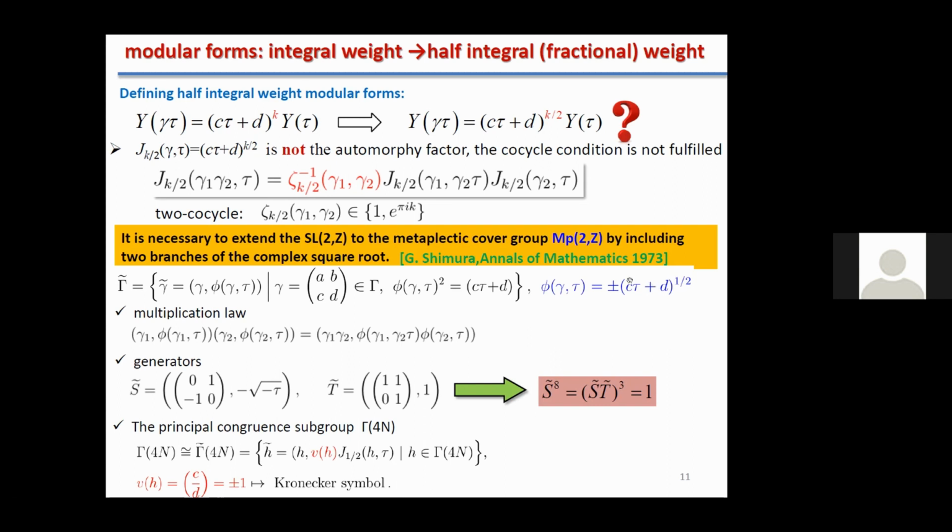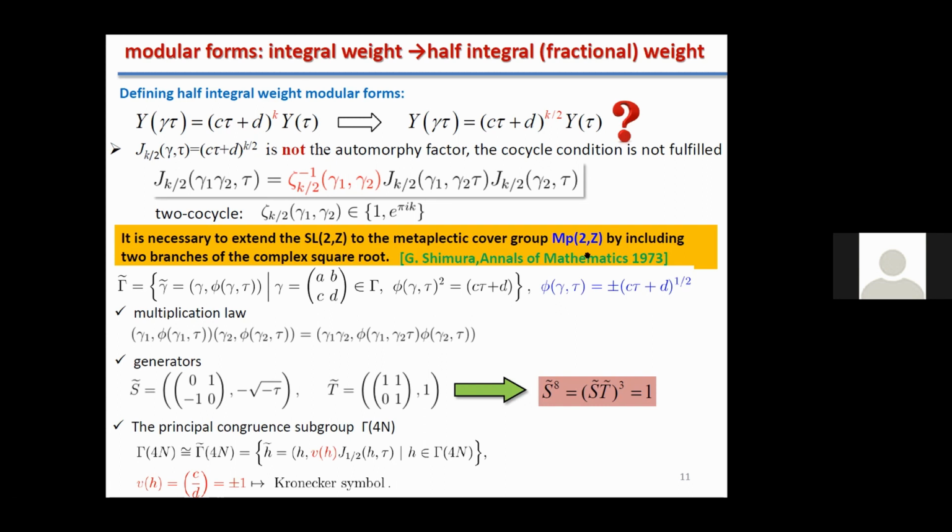And for the root, the c tau plus d to the half power, we take the principal branch. That means its argument is confined in the range of minus pi to pi. Then the multiplication rule of MP2Z is defined in this way. So gamma 1 tilde times gamma 2 tilde: the SL2Z part is the same, gamma 1 gamma 2, but there is another part, the root of c tau plus d, so there is a psi ambiguity. In this way, we define it correctly.